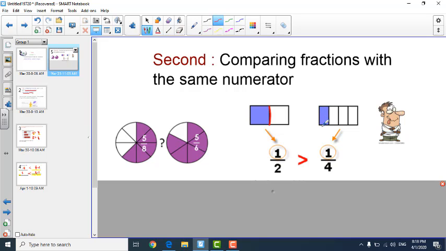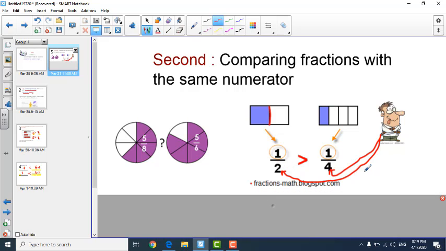So which is bigger, the colored part here or the colored part here? The colored part in half is bigger than the colored part in quarter. Okay, but without drawing, is half bigger or quarter? When the fractions have the same numerator with different denominators, we have a crazy man living in the denominator.